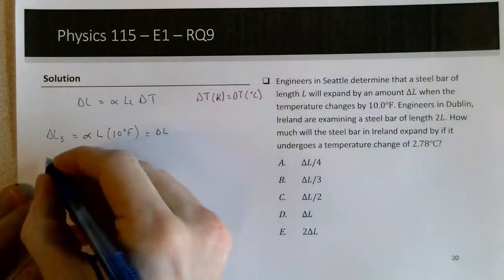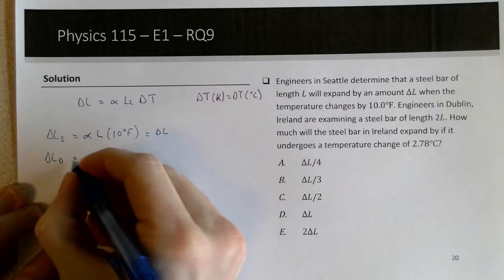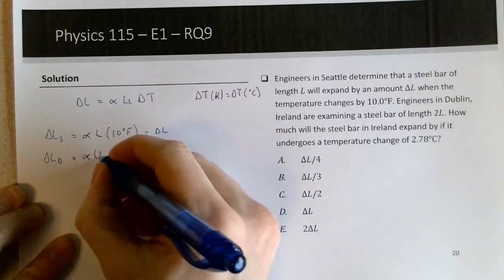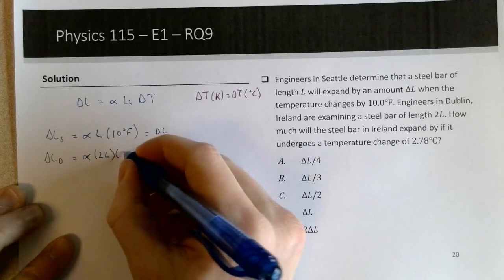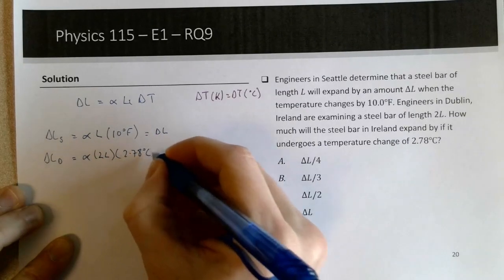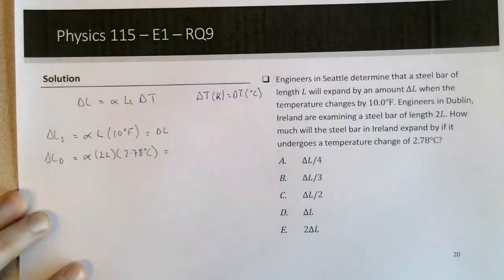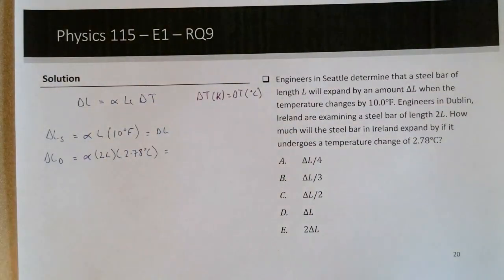And the delta L of Dublin will be equal to alpha, the same alpha, but it's got a length of 2L. It undergoes a change of 2.78 degrees, and that's going to be equal to some value of this delta L. So what's common between the two is the alpha, but the difference between the two is the temperature change.